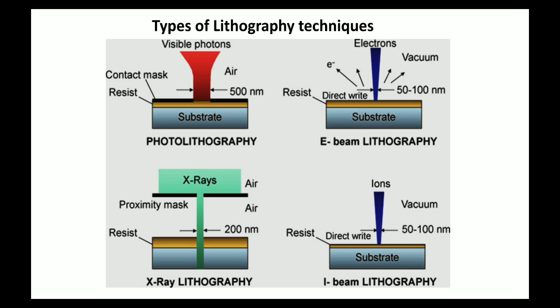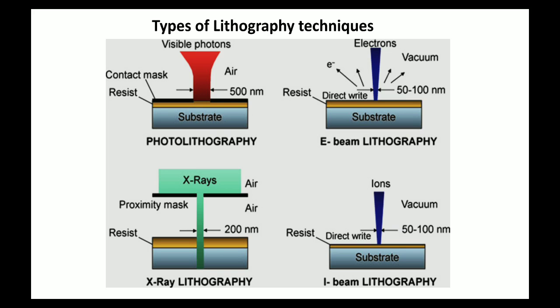In photolithography, visible light, photons, are used to make the pattern. In X-ray lithography, X-ray is used to make the pattern. So as you can see, because the wavelength of X-ray is very small, you can make a pattern as small as 200 nanometer, or less than that. So you are able to make the pattern below 200 nanometer.